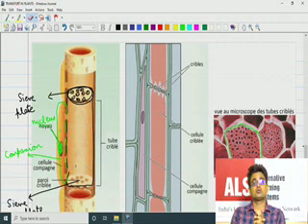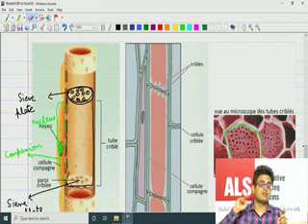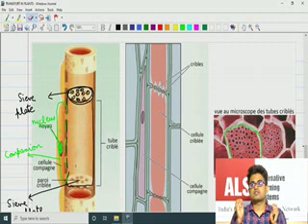The sieve tube element does not contain a nucleus. Without the nucleus, it cannot survive if it had not been for the companion cell. The companion cell keeps the sieve tube element alive. So even without a nucleus, it can survive.